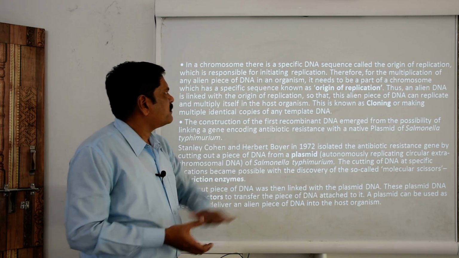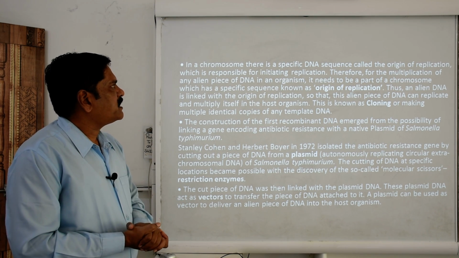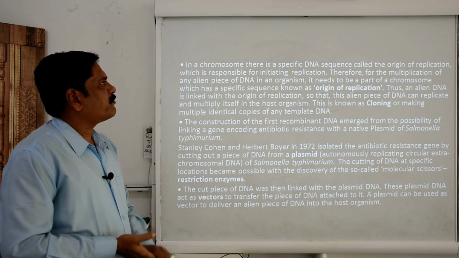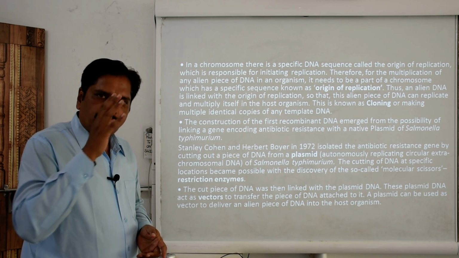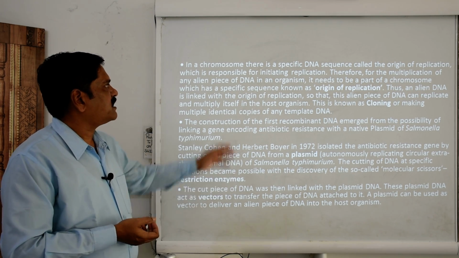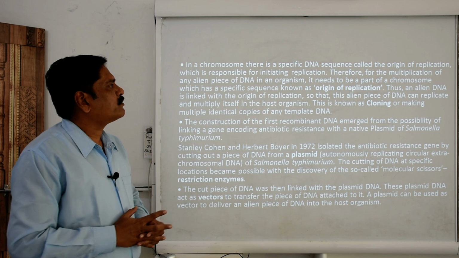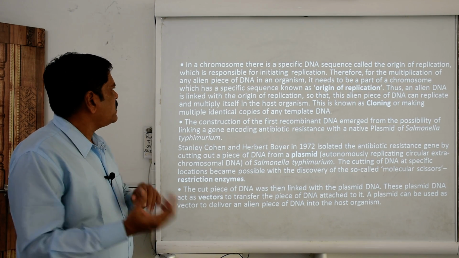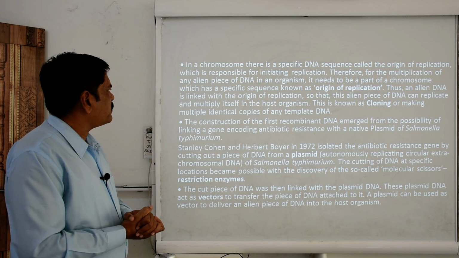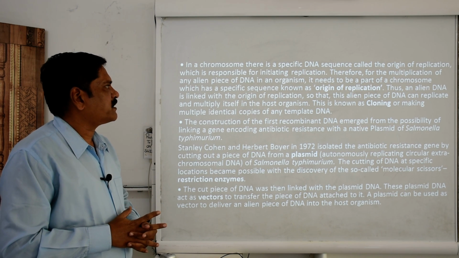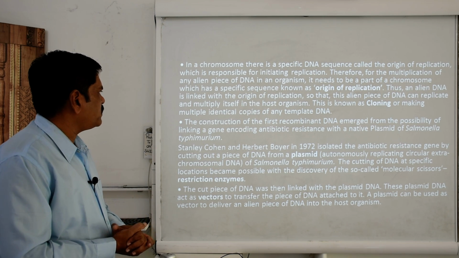In the chromosome there is a specific DNA sequence called the origin of replication, which is responsible for the initiation of replication. Therefore, the multiplication of any alien piece of DNA, what is the meaning of alien piece? It is not part of that genome or genetic material in an organism. It needs to be part of a chromosome which has a specific sequence known as the origin of replication. Thus an alien DNA is linked with the origin of replication, so that this alien piece of DNA can replicate and multiply itself in the host organism, and this is known as cloning, or making multiple identical copies of any template DNA.